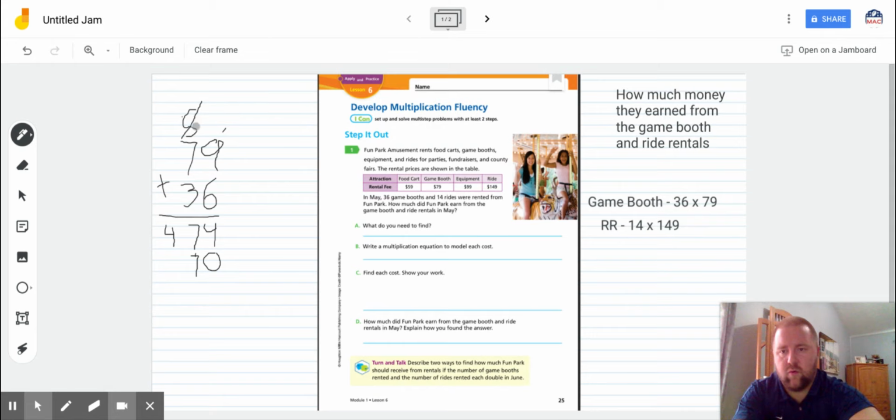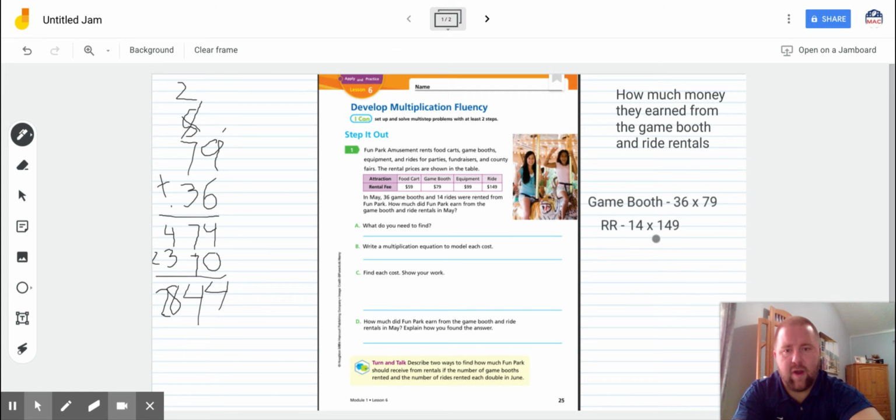I carry my 2. 3 times 7 is 21, plus 2 is 23. So I'm putting a 2 and a 3 there, and then I add them together. I get 4, 4 plus 3 is 7, plus 1 is 8, and then a 2. So 2,844 is one of the answers.